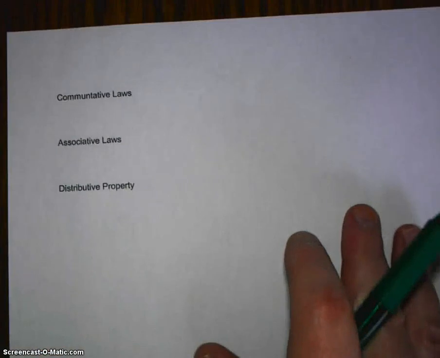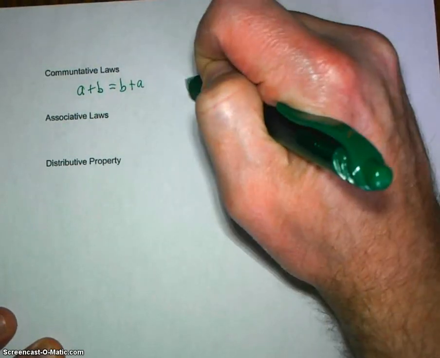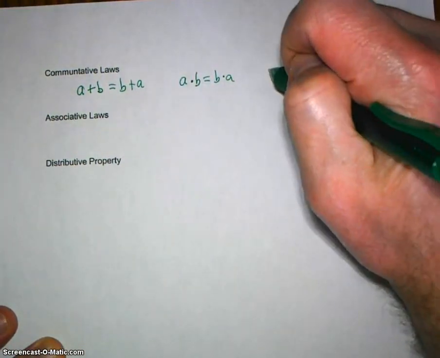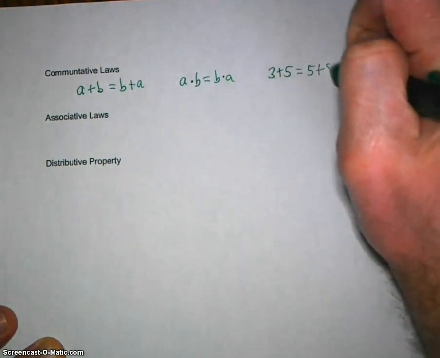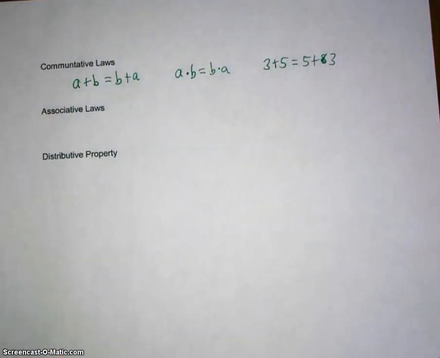All right, the last thing in this section is 3 other things that you've probably talked about before, but you may not remember their names. So there's the commutative laws, the associative laws, and the distributive property. The commutative laws, there are 2 of them, one for adding, one for multiplying. These say that you can switch order. And again, this is something that you knew. 3 plus 5 is the same as 5 plus 3. The answer is 8 both times, right?